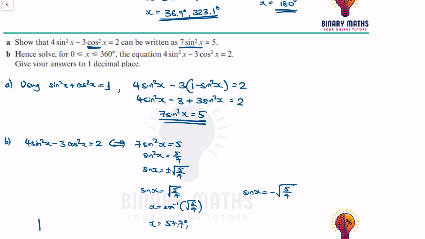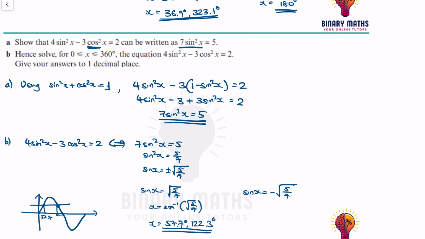Now, if you think of the sine graph, from 0 to 360, it looks like this. So if we know the first value is 57.7, then to get this value, I need to do 180 take away 57.7. 180 take away 57.7 is 122.3 degrees. Those are the only values between 0 and 180.